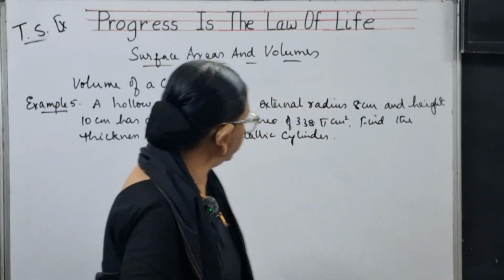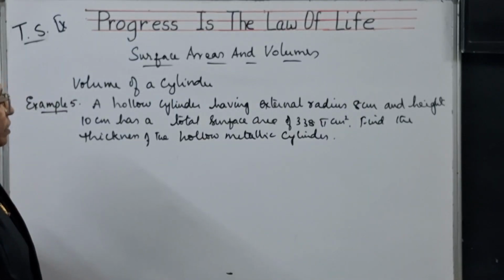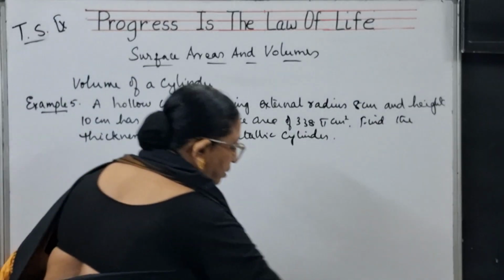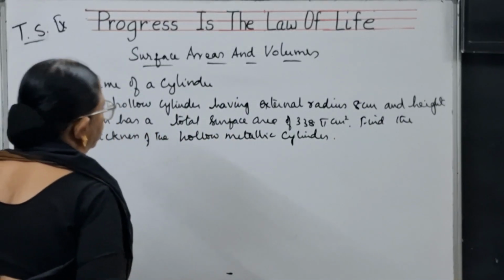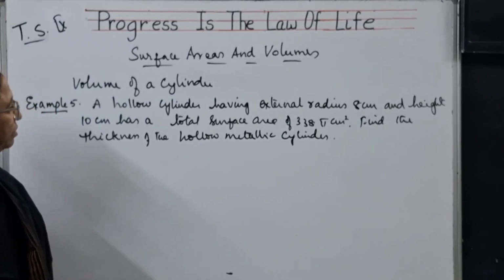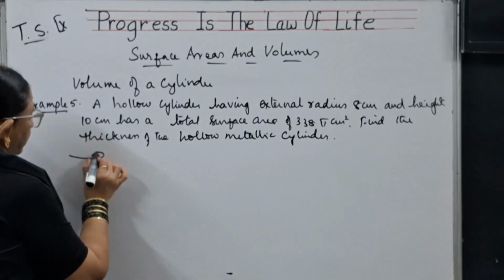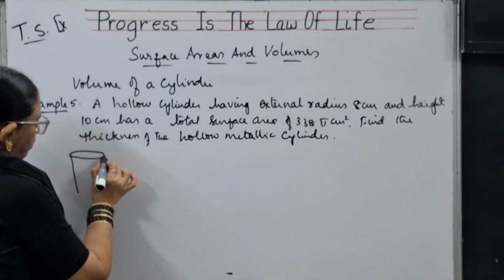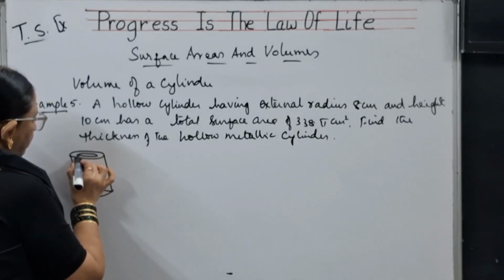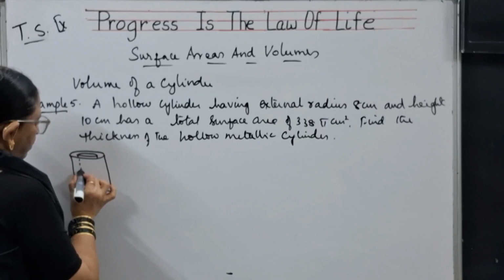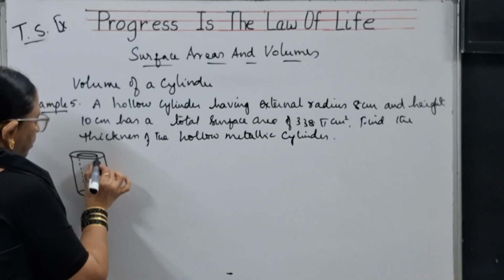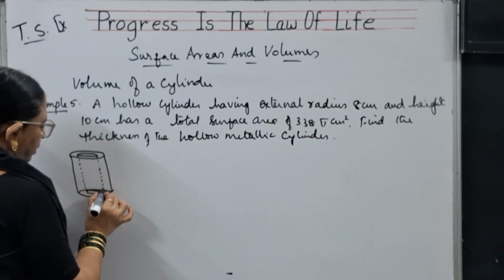Now, let us see example 5. A hollow cylinder having external radius 5 centimeters and height 10 centimeters has a total surface area of 338 pi square centimeters. Find the thickness of the metallic cylinder. The figure should be like this, children. This is the cylinder. It is hollow, means internally it has got another cylinder. Internal height is this.